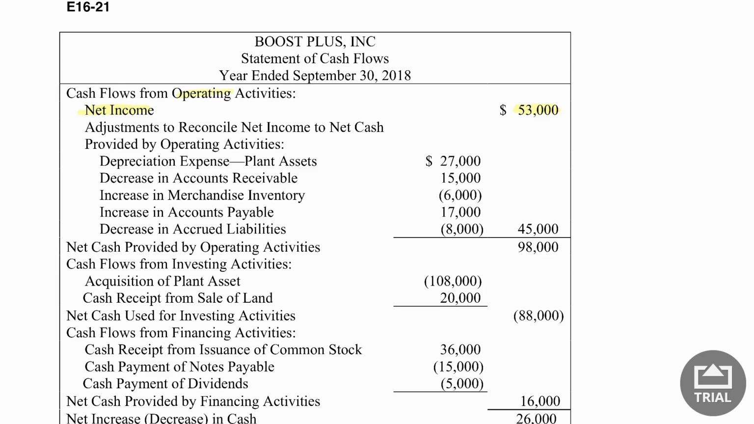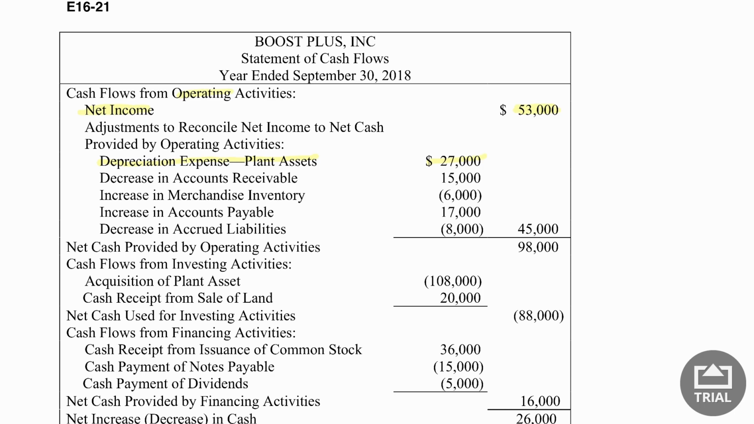Adjustments to net income. Step number 1 is any depreciation, depletion, or amortization. So I need to know if there was any depreciation expense. They gave me an income statement, and we know all expenses are listed on the income statement. So I look on my income statement and I find depreciation expense of plant assets, $27,000. We know that's always an add.